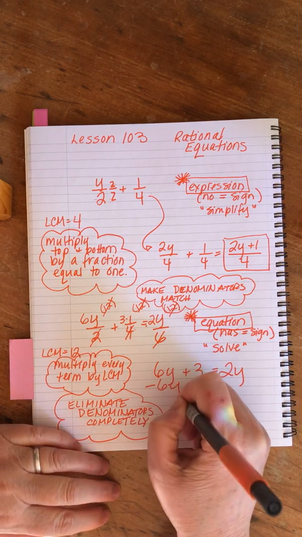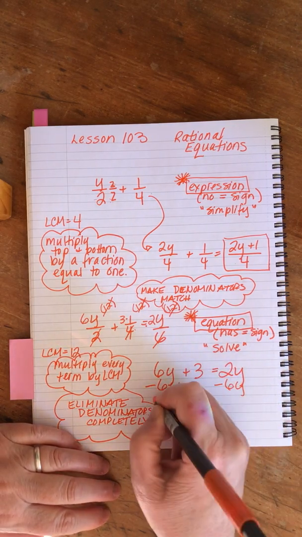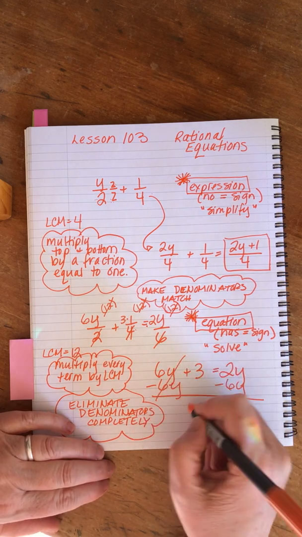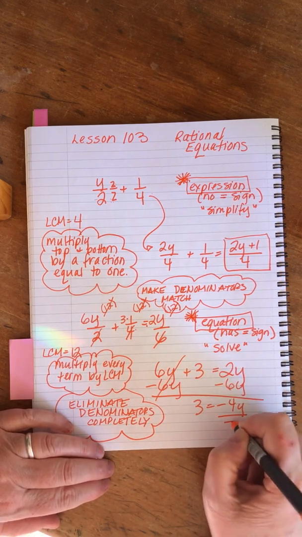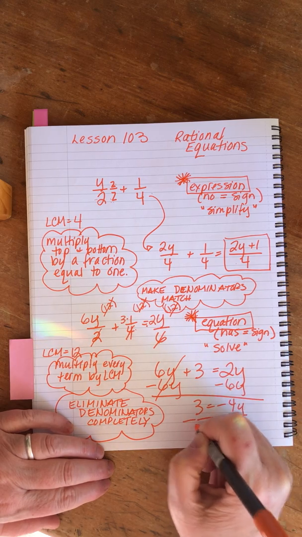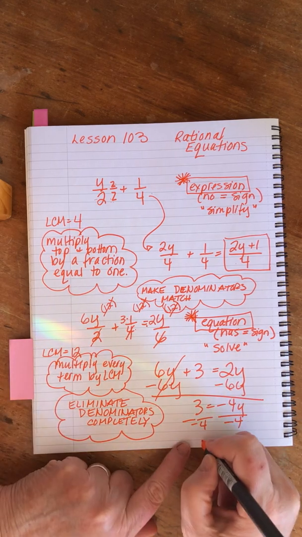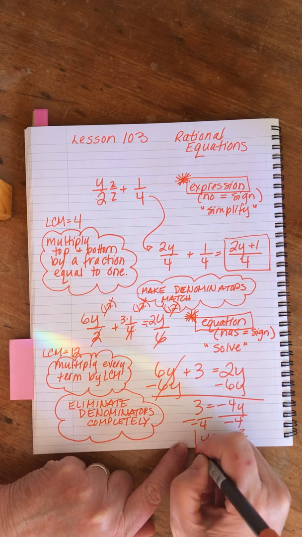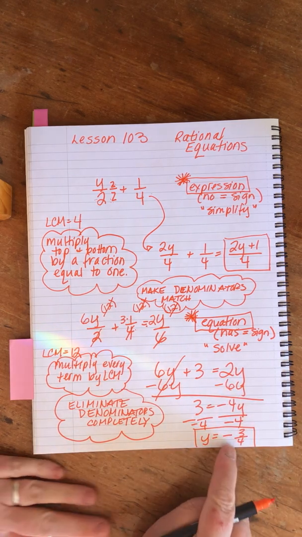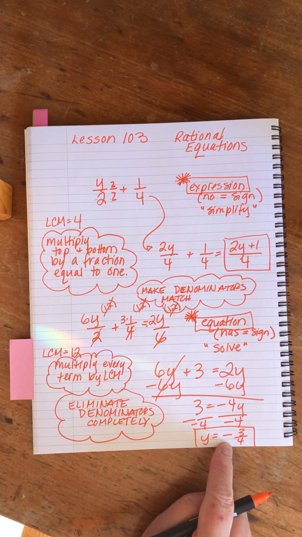I'm going to subtract 6y. I'm going to let the minus signs be damned. 3 equals minus 4y, and then I divide by minus 4. And my final answer is y equals negative 3 over 4. I hate floating numbers, but I prefer floating minus signs.